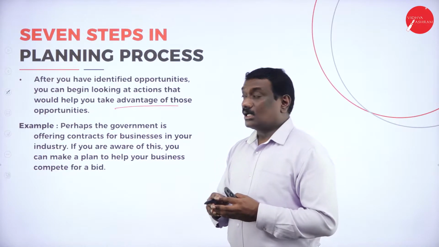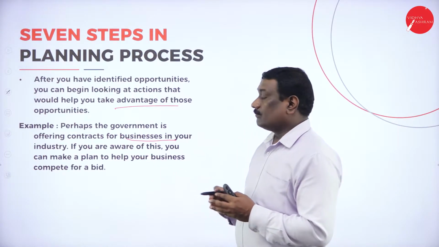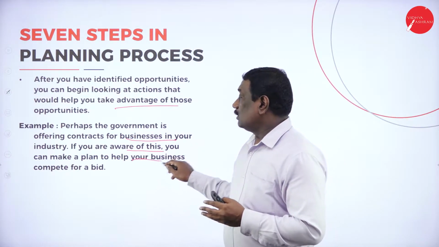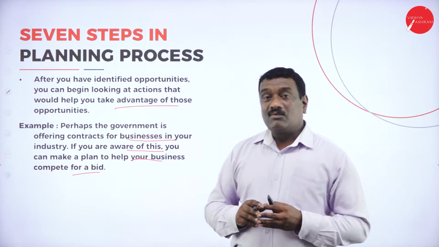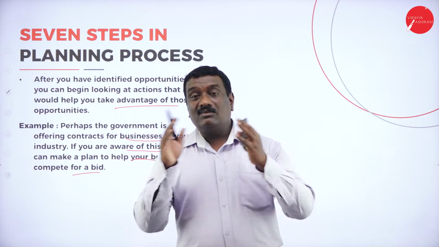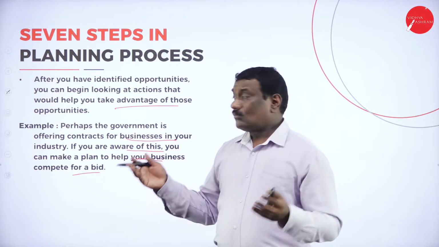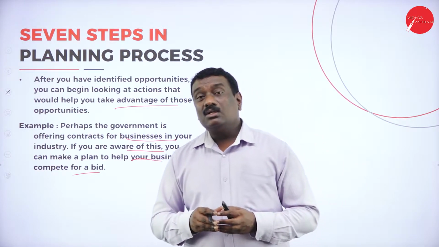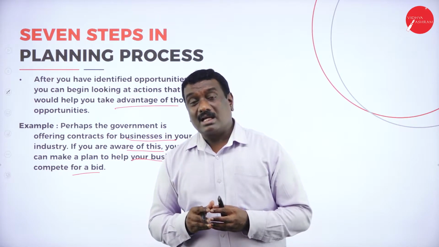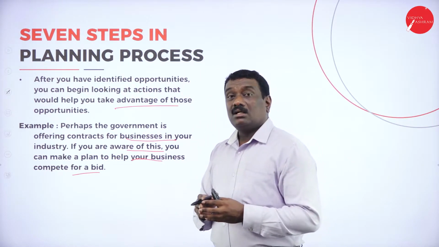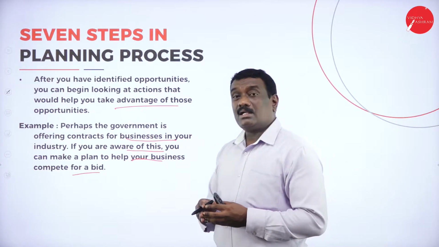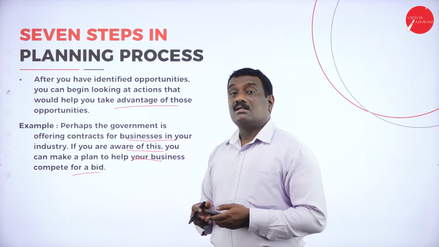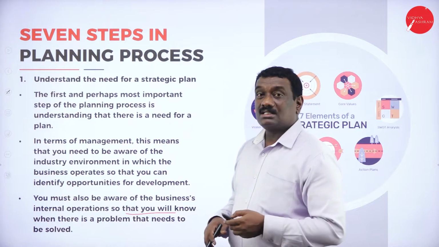Now the example says the government offering contracts to business people in your industry, and if you are aware of this, you can make a plan for it and help your business compete for a bid. So if a government company is calling for contracts or for a tender for business units, then you should be aware of that particular business plan, and accordingly you should plan it, acquire that particular bid, compete and take that bid for your company. So this is how you need to understand, first and foremost, the need for strategic plan.